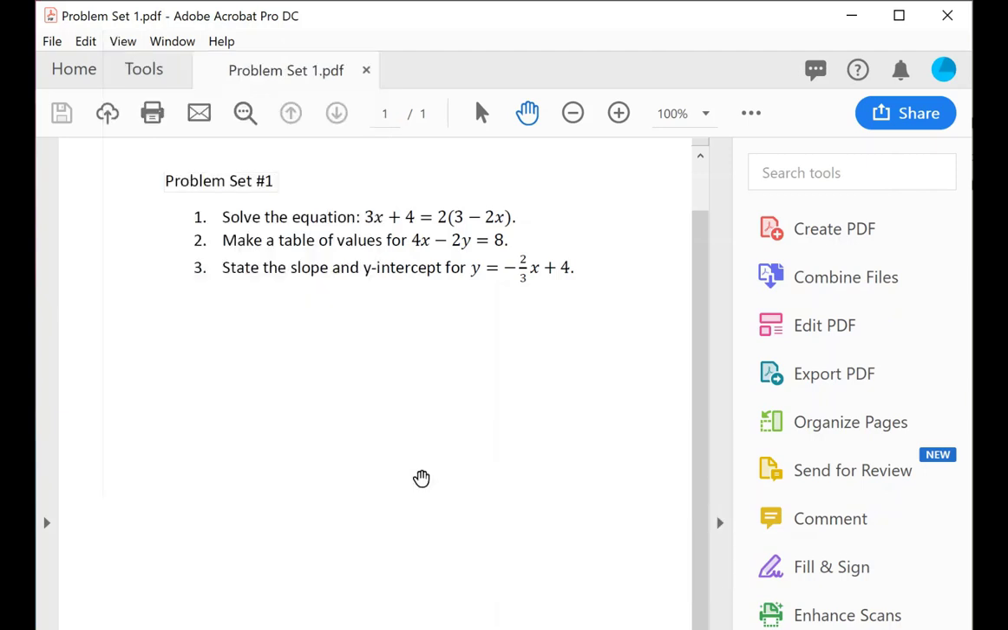Problem set number 1. 1. Solve the equation, 3 plus 4 equals 2, 3, 2. 2. Make a table of values for 4, 2 equals 8. 3. State the slope and y-intercept for equals 2, 3 plus 4.